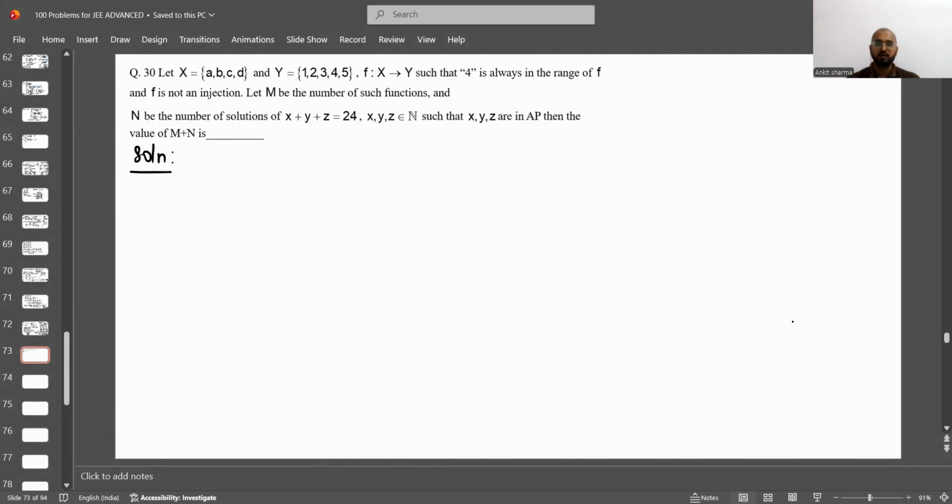So let n be the number of such functions. That means we need to count the number of functions for which this is satisfied, that 4 is in the range and f is not an injection. And let m be the number of solutions of this such that x, y, z are in AP. So we need the value of n plus m. All right, let's go ahead.